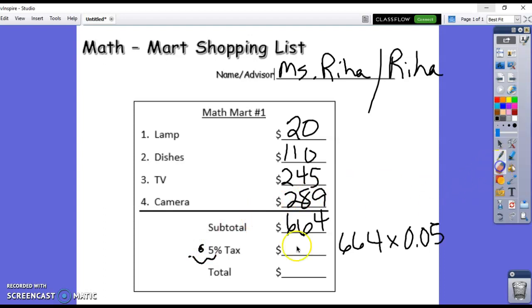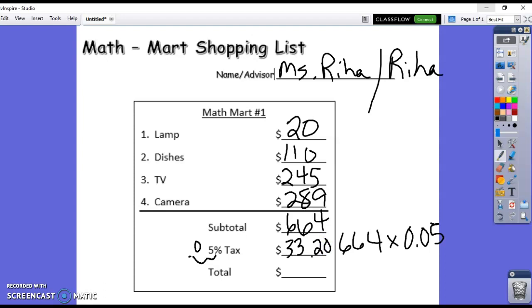Okay, so once I do that, I'm going to multiply them together. So 664 times 0.05. I get 33.2. So in money terms, that is 33.20. So $33.20 is what I'm paying for in tax.